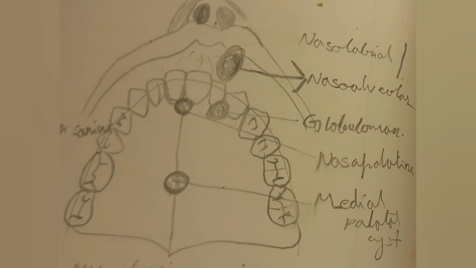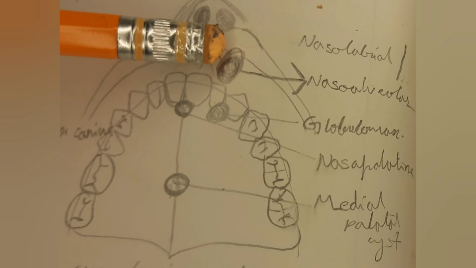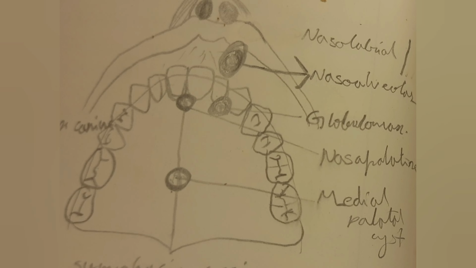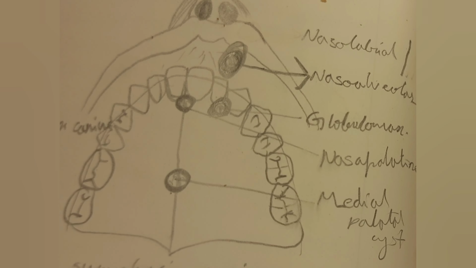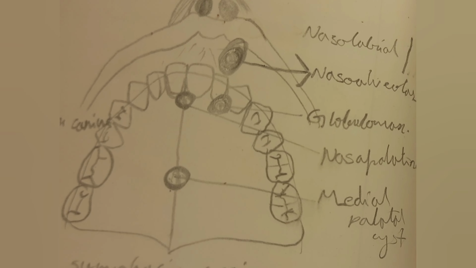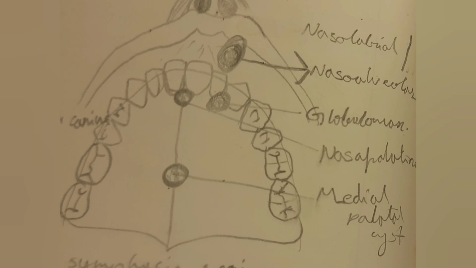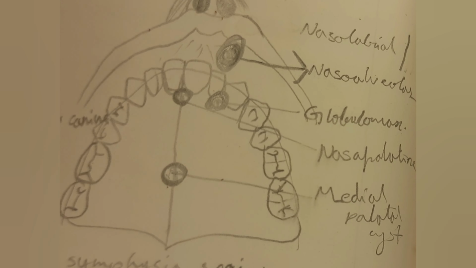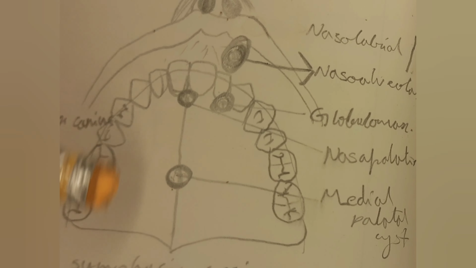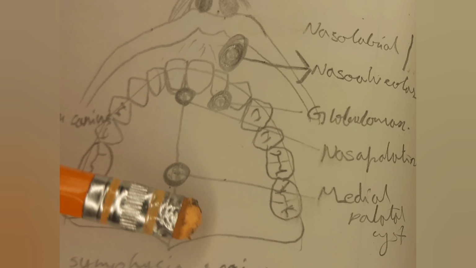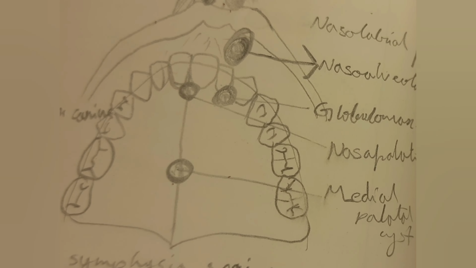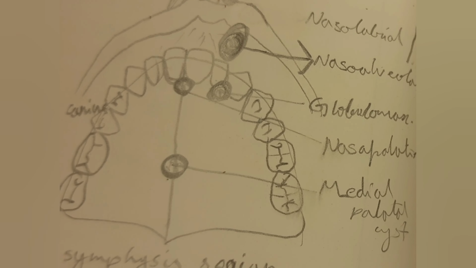So this is the non-odontogenic cyst. Here we can see nasolabial cyst, which is seen in the soft tissue region between the upper lip and nasal vestibule. Then you can see globulomaxillary cyst, between the roots of the upper lateral incisor and canine. Then here we can see nasopalatine cyst, basically seen in the anterior mid-palatine region. And finally you can see median palatal cyst, at the midline of the hard palate behind the incisive papilla.